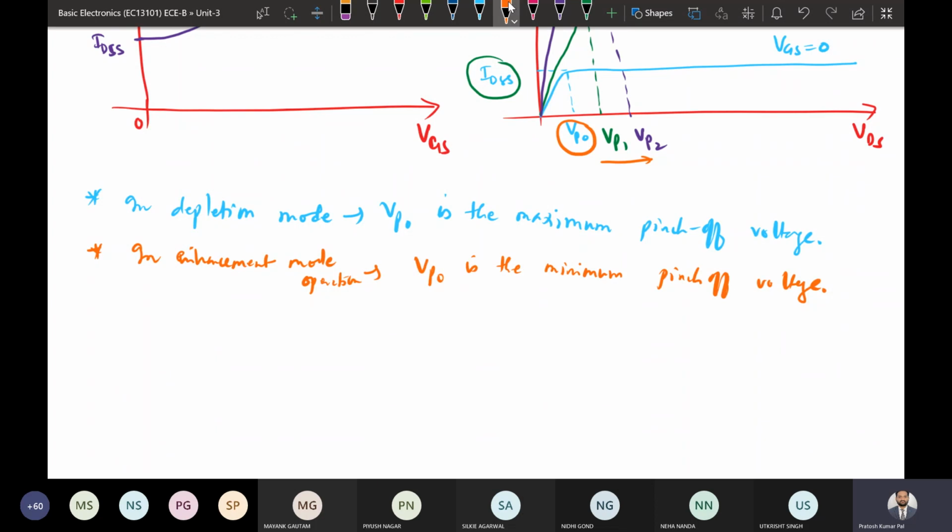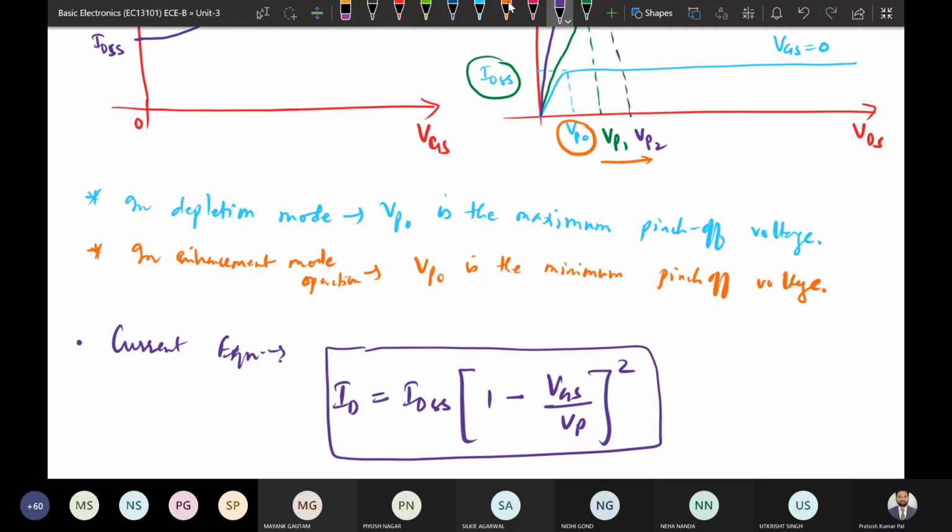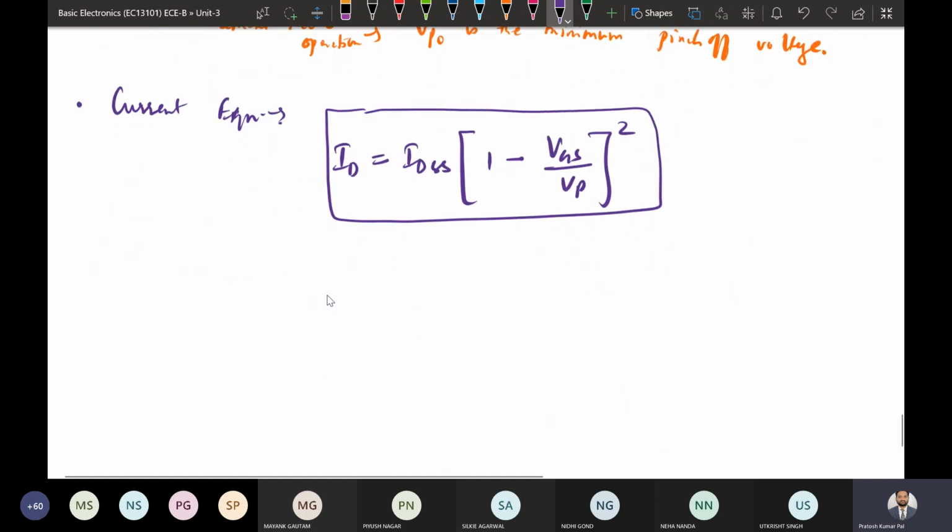And also if we want to have the current equation, the current equation is again given by ID equals IDSS times (1 minus VGS by VP) to the power 2. So this is again the same expression. The only difference we can see from here is that we need ID increasing as we increase VGS. We are increasing the VGS in the positive direction, the ID should be increasing. That means the 1 minus term is there, so overall this term should be like 1 plus.